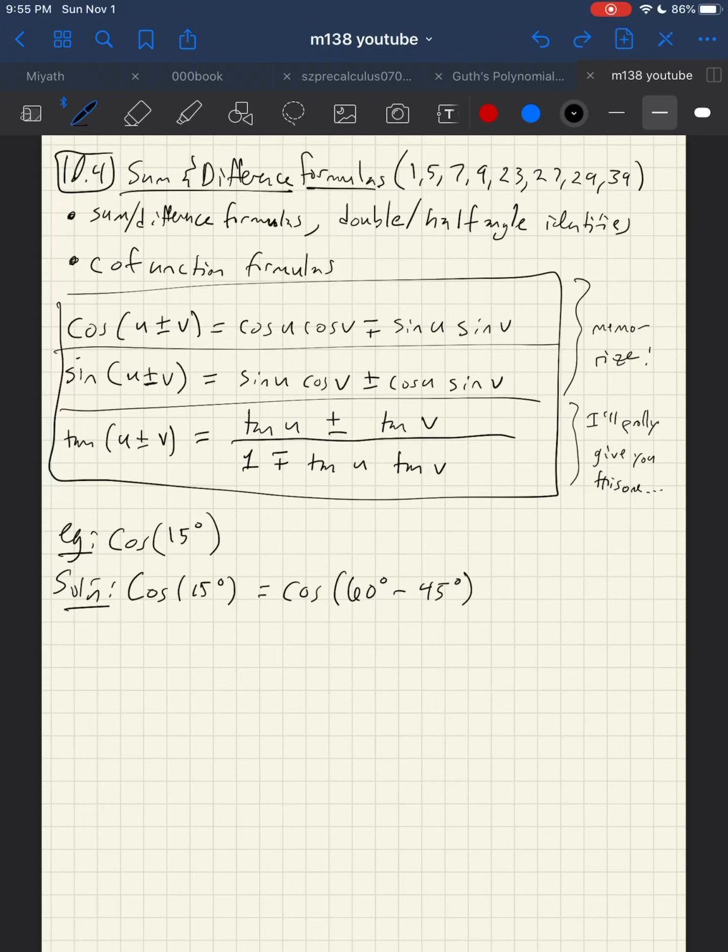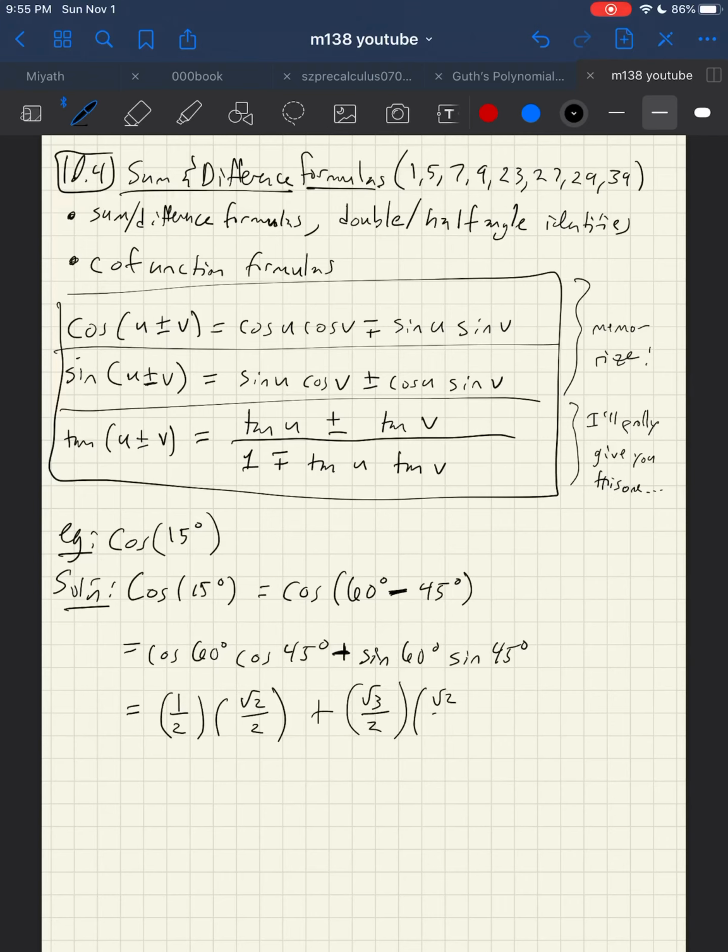And then I'm going to use this formula. So cosine of 60 degrees minus 45 degrees, that's going to be cosine of 60 degrees, cosine of 45 degrees. Now this is a minus here, which means it turns to a plus here, plus sine of 60 degrees, sine of 45 degrees. Then I plug all these in. Cosine of 60 degrees is 1/2. Cosine of 45 degrees is root 2 over 2, plus sine of 60 degrees is root 3 over 2, and sine of 45 degrees is root 2 over 2.